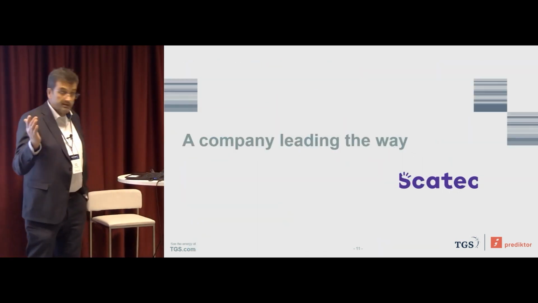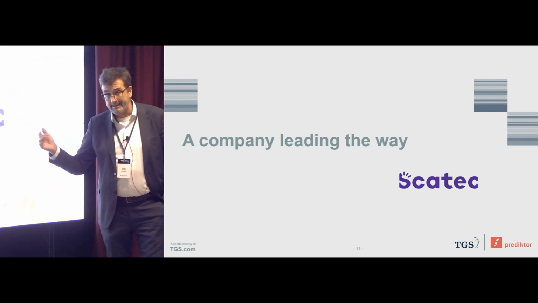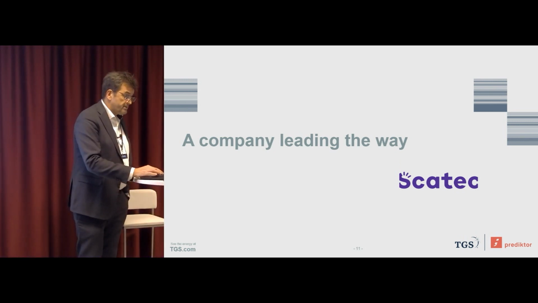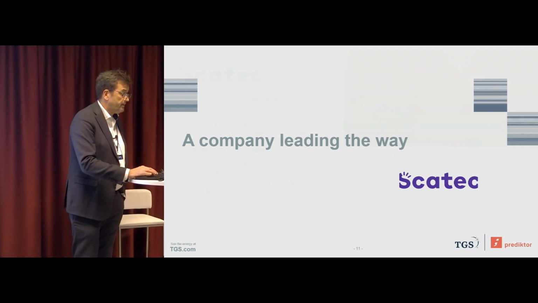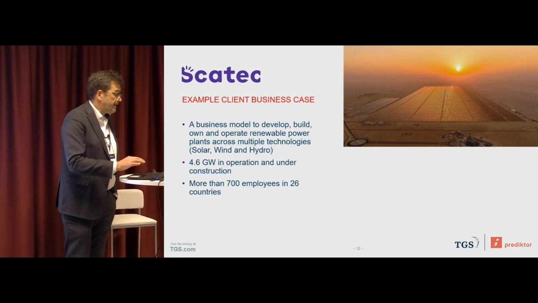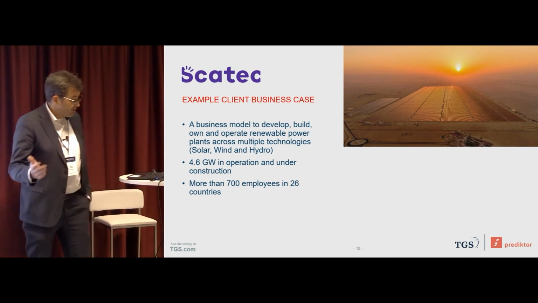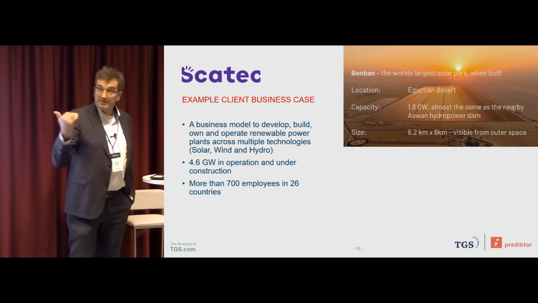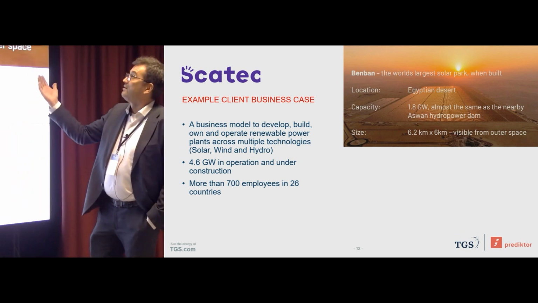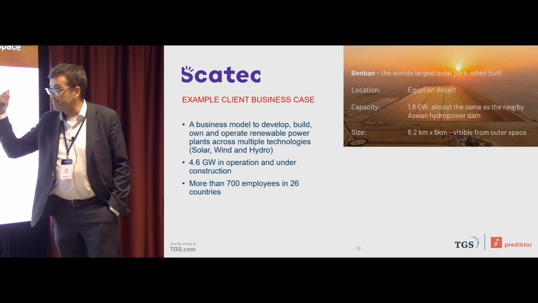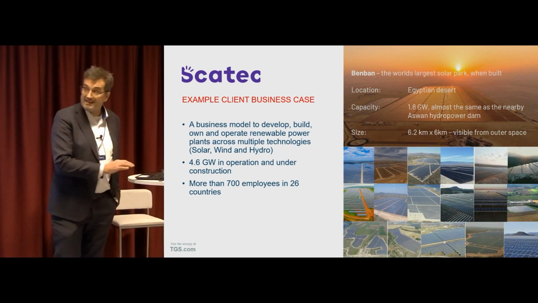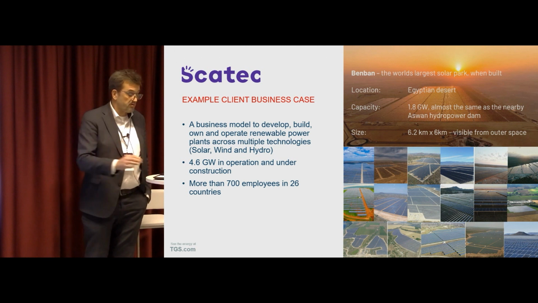Now, I mentioned Scatec as one of the leading utility scale operators in the space. It's a Norwegian-based company. They have 4.6 gigawatt in operation and under construction, more than 700 employees in 26 countries. I mentioned the impressive size of Benban. This is one of more than 40 different assets that Scatec operates across the globe.